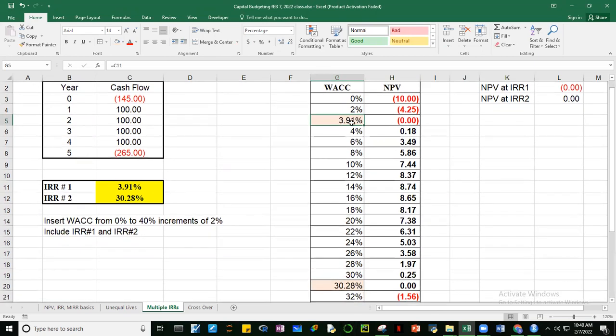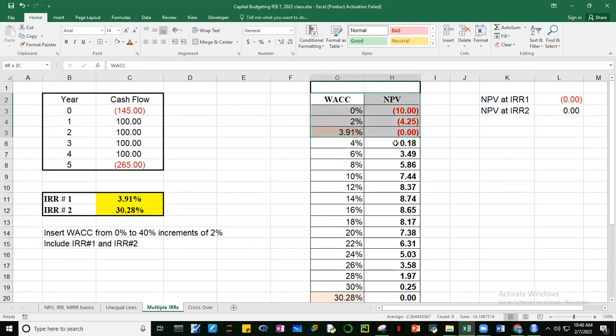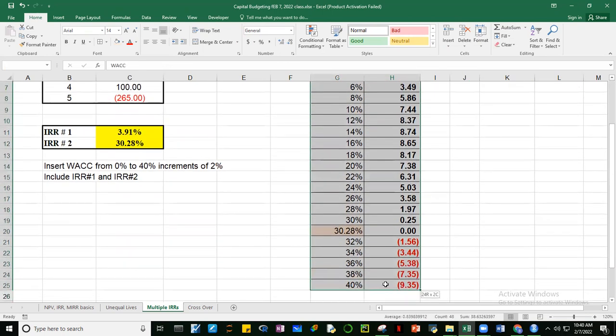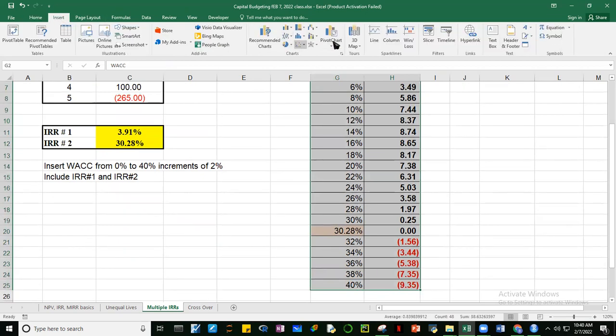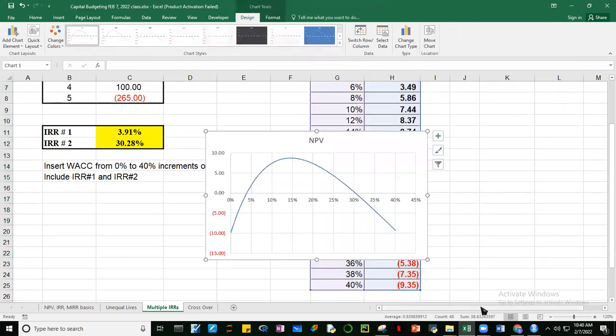And as expected, yung NPV ng 3.91 is 0. Diba? Kasi that's what IRR means. An IRR is that rate of return where your net present value is equal to 0. Ganun din tong 30.28. No? IRR siya, 0 din siya. So pwede natin i-plot to. So let's just show this plot. Okay, insert. Okay, ito na lang. There.